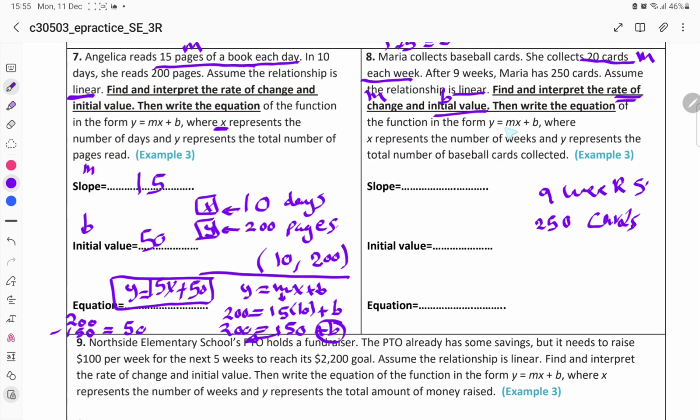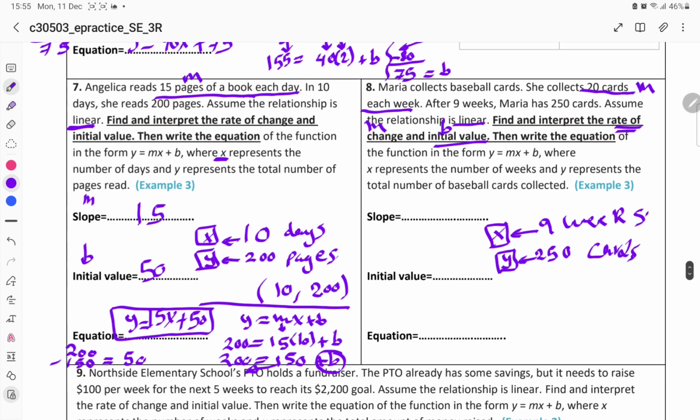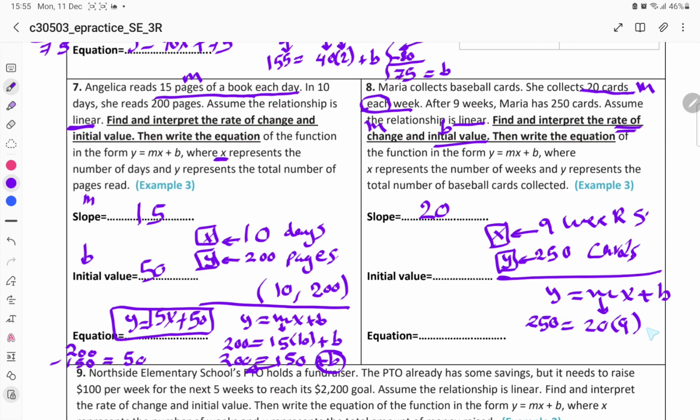y equals mx plus b, where x represents the number of weeks and y represents the total number of cards. What is the slope? He said here 20 cards each week, so the slope is 20. Why? Because you hear the words each week, per week, each day, every day. Initial value: substitute in the equation y equals mx plus b. m is 20, x is 9, y is 250, plus b.